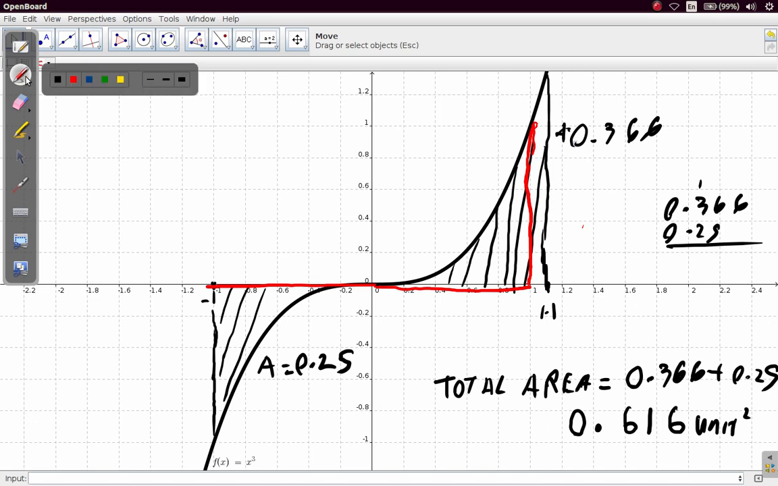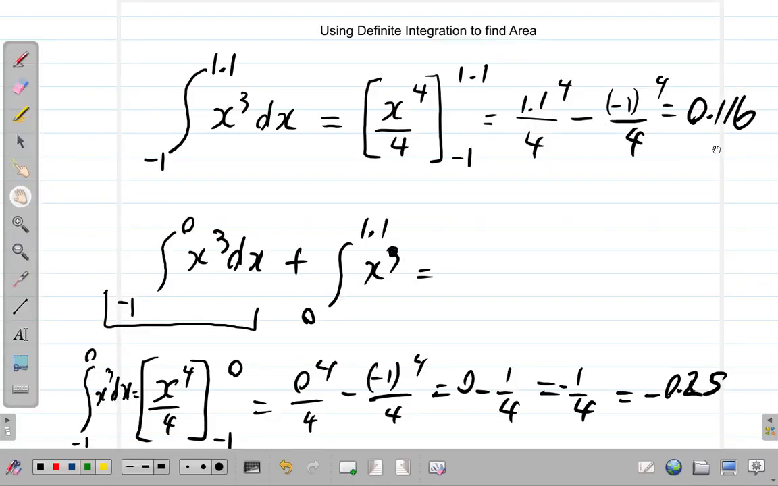Now, that area would be this shaded area here, because the area from -1 to 0 would be considered negative, the area from 0 to 1 would be considered positive. They would have the same magnitude and they would cancel out, leaving this extra up here. Now, that was 0.116.